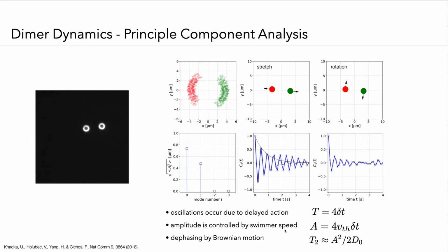The amplitude is controlled by the swimmer's speed, so they move with twice the speed towards each other. So the total amplitude will be twice the velocity times dt, so 4 times the velocity times dt. And the dephasing is completely controlled by Brownian motion. You get an approximate expression that is given now by the amplitude of the motion squared divided by 2 times the diffusion coefficient. So the bigger the amplitude, the bigger is the dephasing time. So it takes longer for them to dephase. If you have small amplitude motion, of course, Brownian motion plays an important role, and your autocorrelation will dephase immediately.